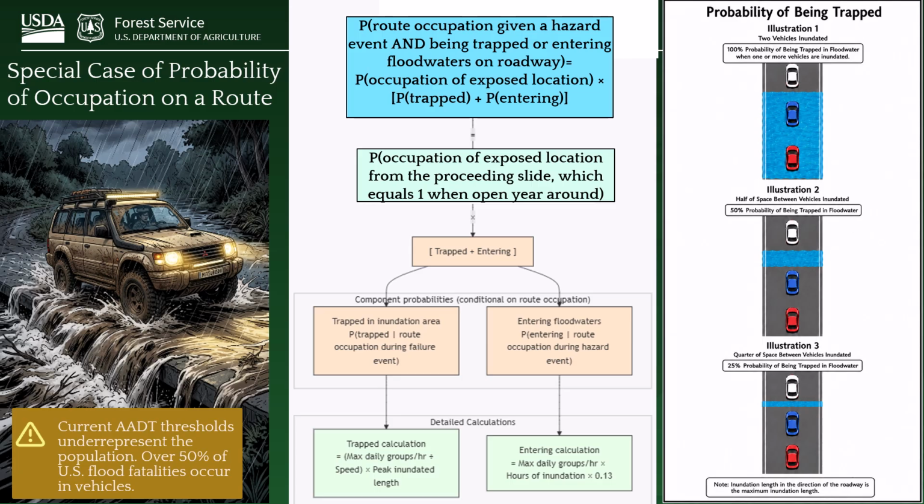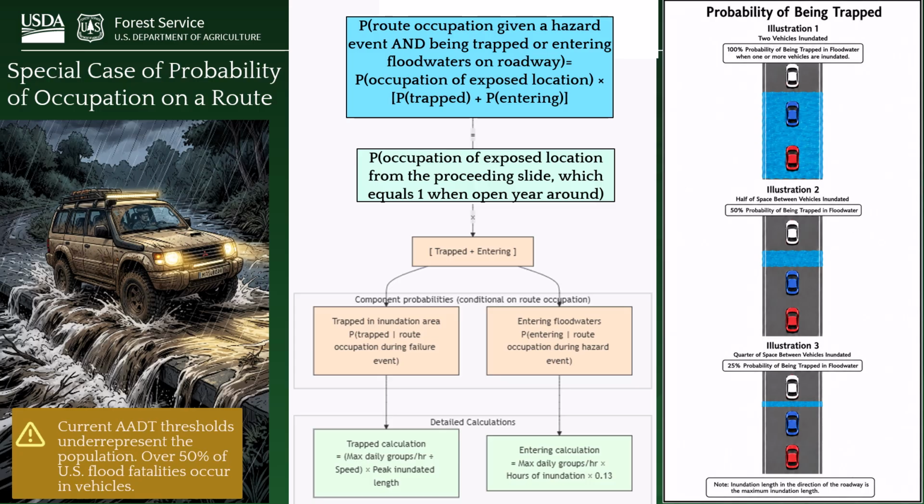The entering component shown in the bottom right box of the flow chart is calculated with peak groups per hour, hours of inundation, and probability of entering floodwaters, which is shown as the decimal percent of 0.13, representing 13%. This is just a subjective estimate supported by research stating that approximately 13% of mid-sized cars would enter floodwaters intentionally that would cause instability. The probability of entering floodwaters either intentionally or unintentionally requires more qualitative and quantitative research.